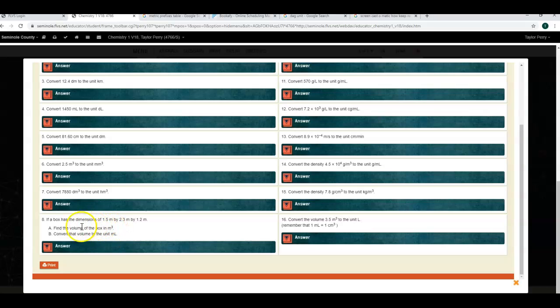All right, so first off, A is pretty easy. Volume is just length times width times height. Well, they give you that. They give you your length and your width and your height, these numbers right here. All you have to do, and this is super easy, is multiply these numbers together.